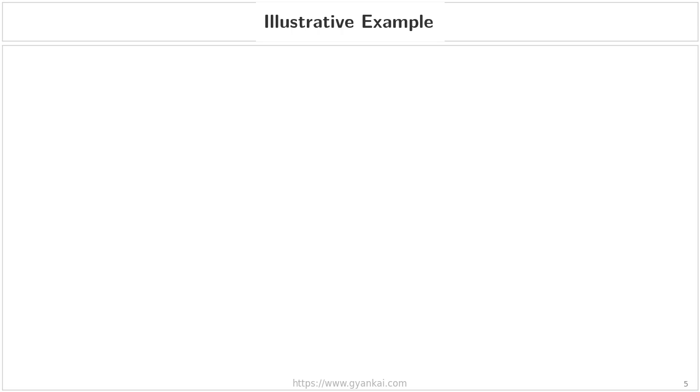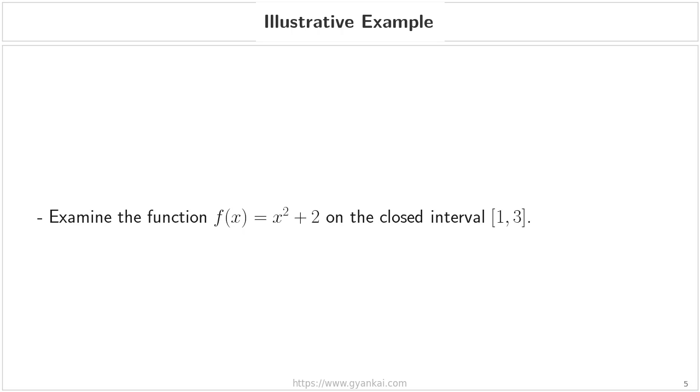Illustrative example. Now that we have established the theoretical criteria and the hiking trail analogy, let us apply those concepts to a concrete example to see how this works in practice. Please look at the function f of x equals x squared plus 2, which we are examining over the closed interval from 1 to 3.